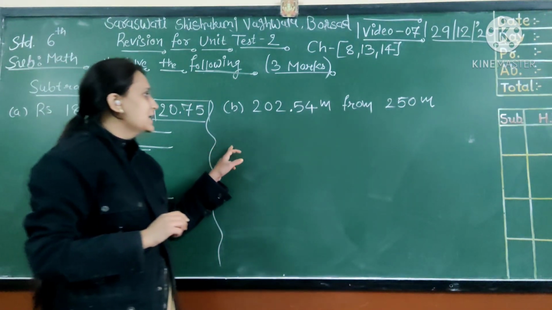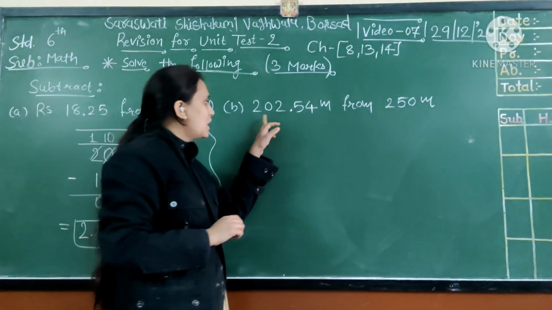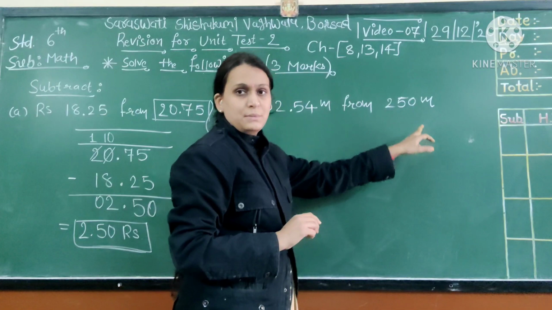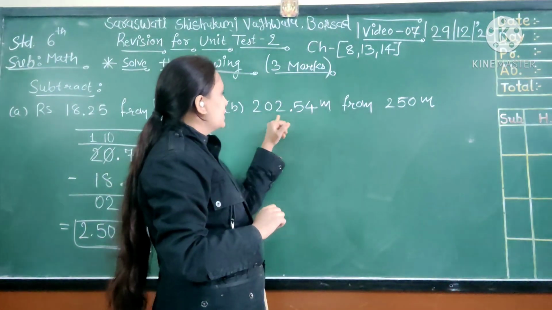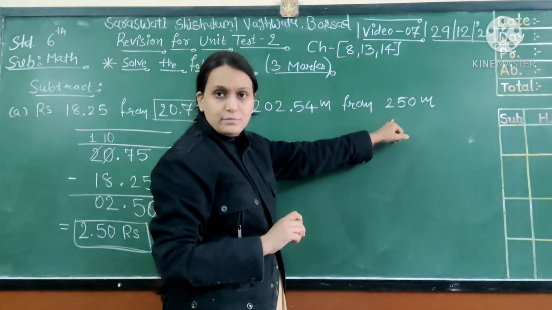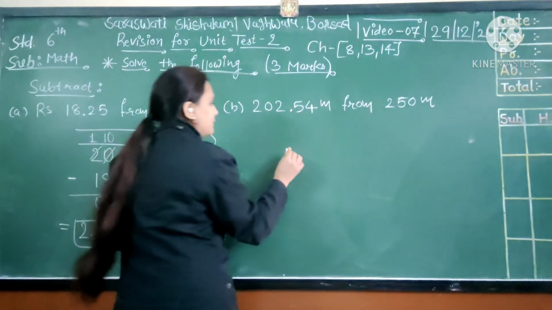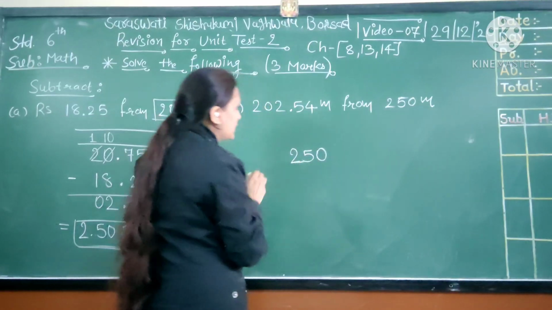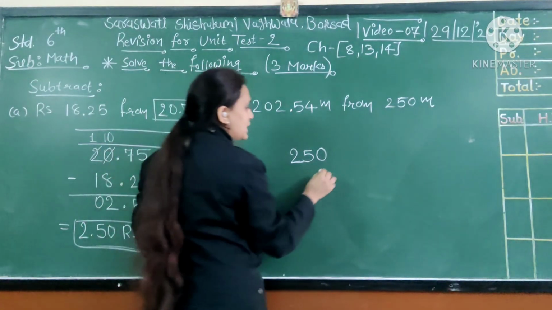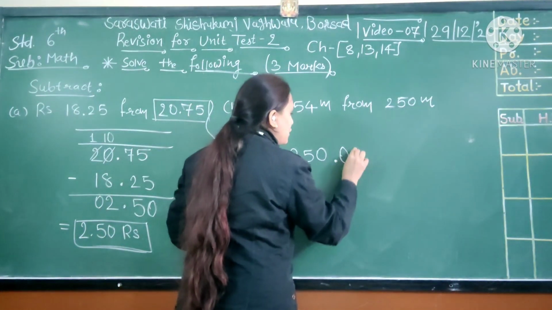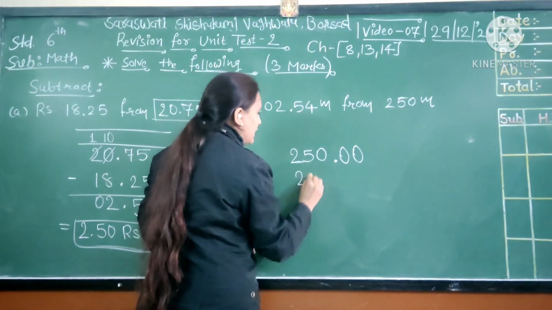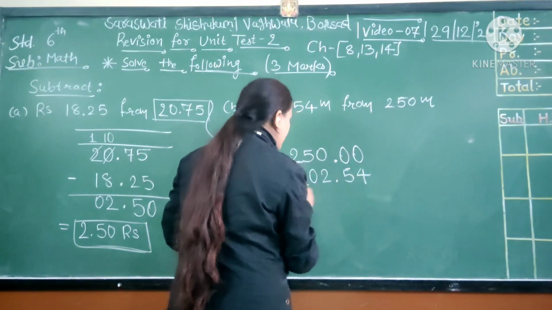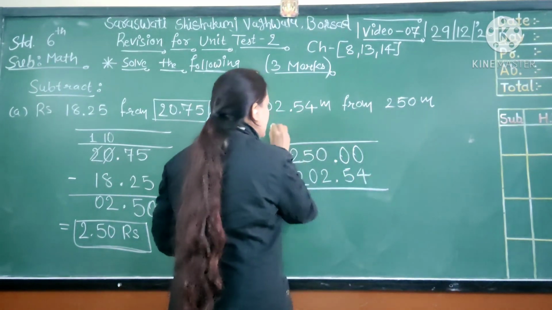Now let us see B number. In B number, we have 202.54 meter from 250 meter. Means we have to subtract 202.54 from 250. So first we have to write 250. See, this is not a decimal number and the second number is decimal. So we have to take decimal here. So 250.00, then 202.54.